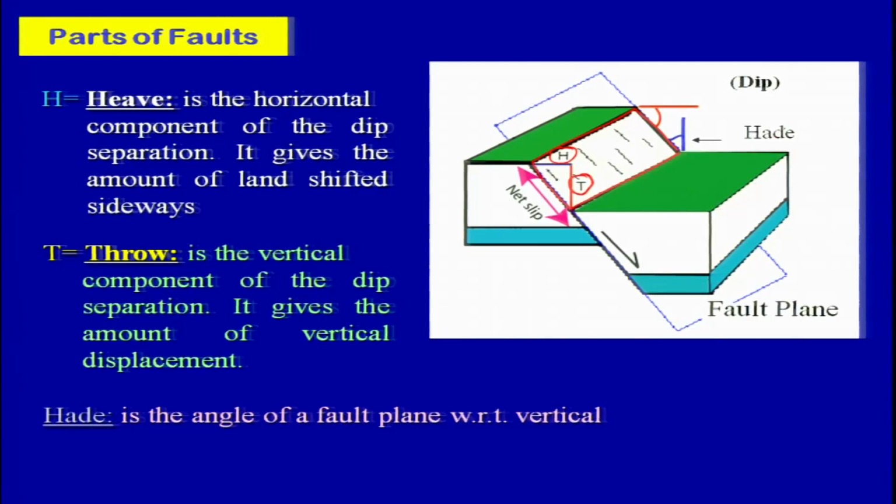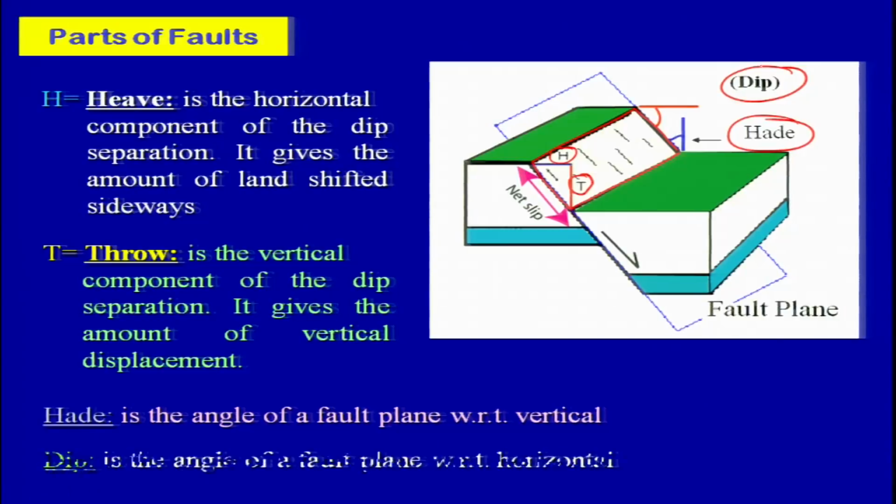Then we have the hade. That hade is the angle of the fault plane with respect to vertical. Okay. And as we were talking about the dip, dip is always taken as the amount of dip or the angle with respect to horizontal. So these are a few points which you can keep in mind, and when you go in the field and look at the section, you can measure all this information, okay, which is again an important one.